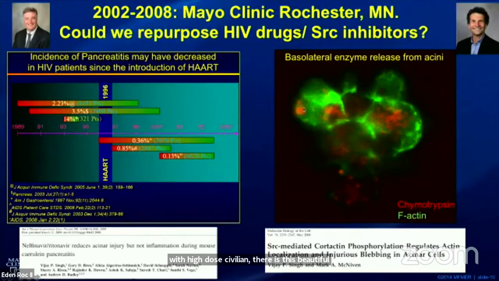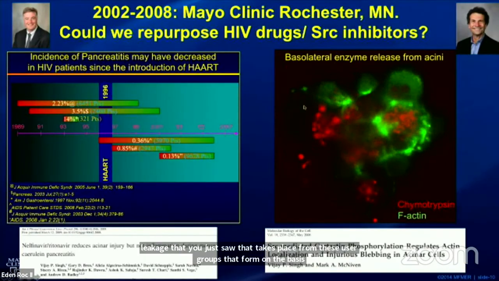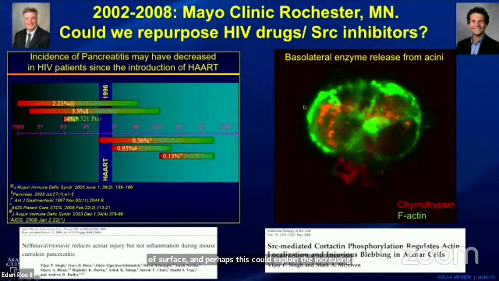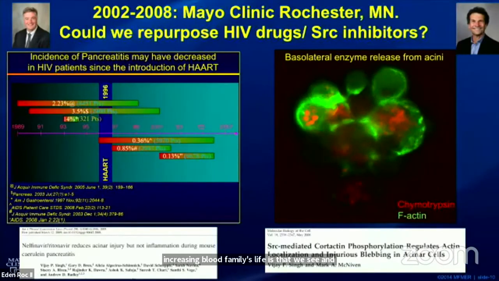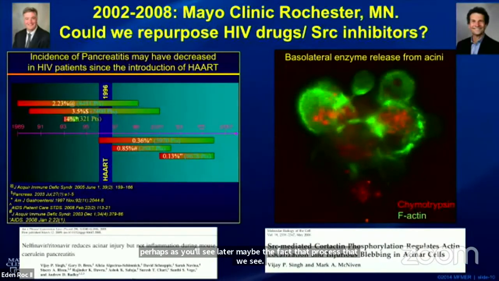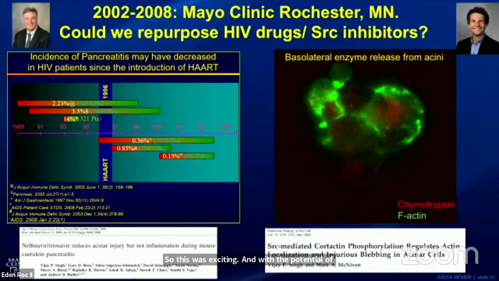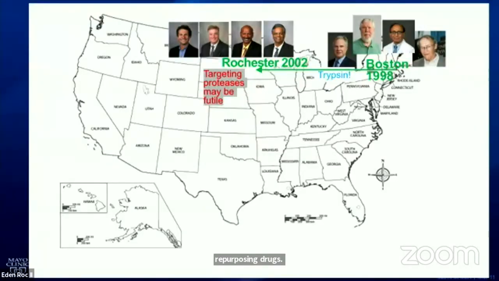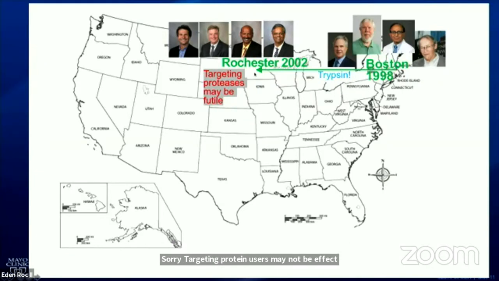That takes place from these huge blebs that form on the basolateral surface. And perhaps this could explain the increase in blood amylase lipase that we see, and perhaps, as you'll see later, maybe the fat necrosis that we see. So this was exciting. And with the potential of repurposing drugs, I was excited, and I went on to, though I did realize that targeting proteases may not be effective in pancreatitis. With that excitement of repurposing drugs, I went to Pitt.